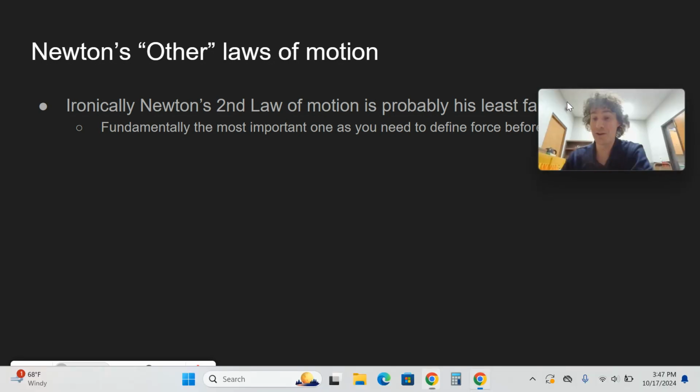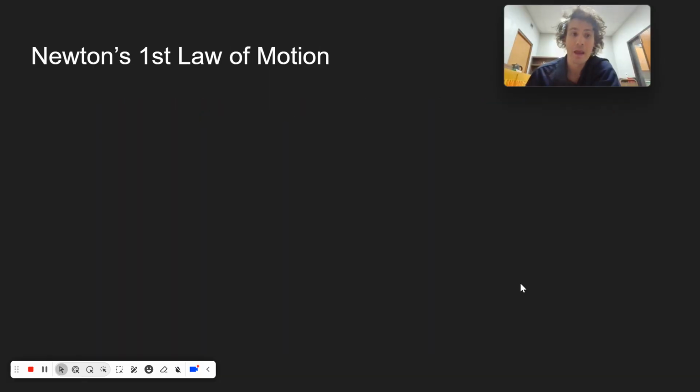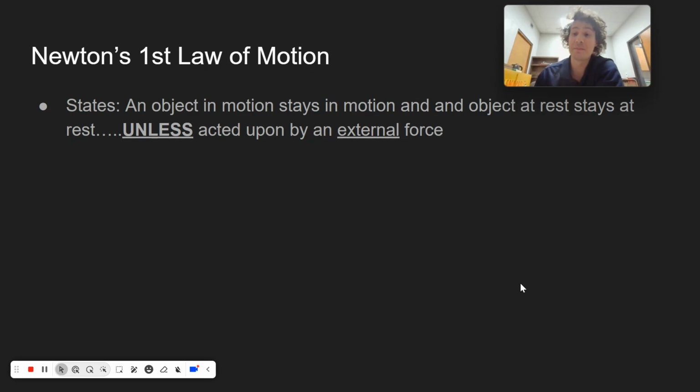As I promised in this video, I would get into the other laws of motion, so we'll do those quickly. I'm not saying they don't matter. I'm just saying there's not a lot of calculations to do with them. Ironically, Newton's second law, everyone always forgets it, which is a shame because it's probably the most important one. However, we have the other two, Newton's first and Newton's third.